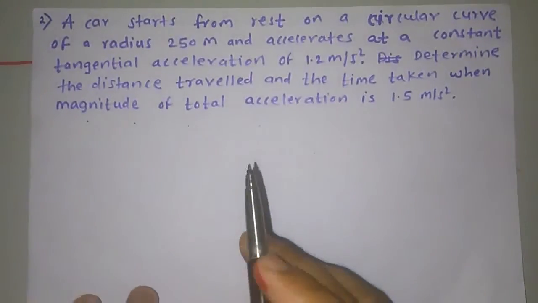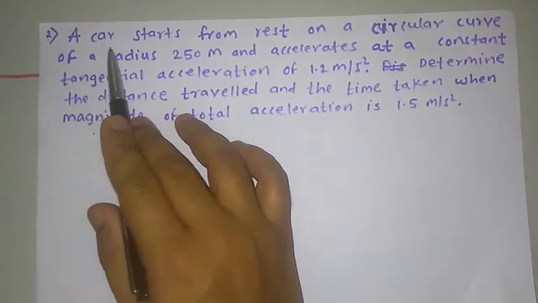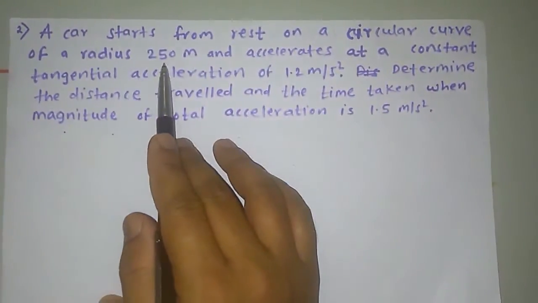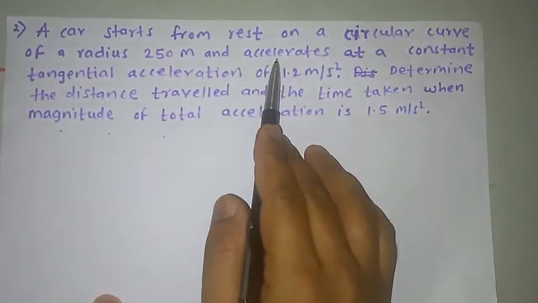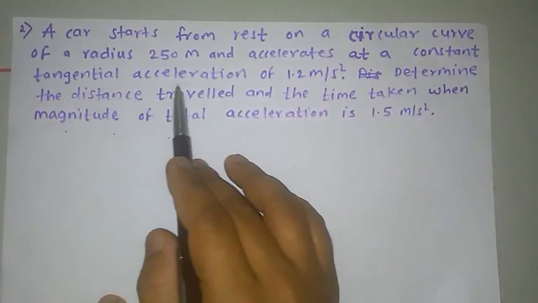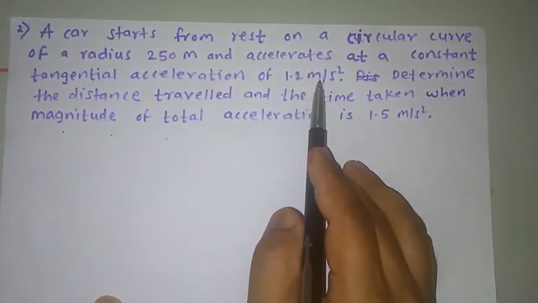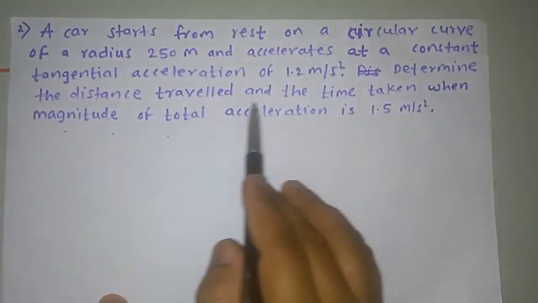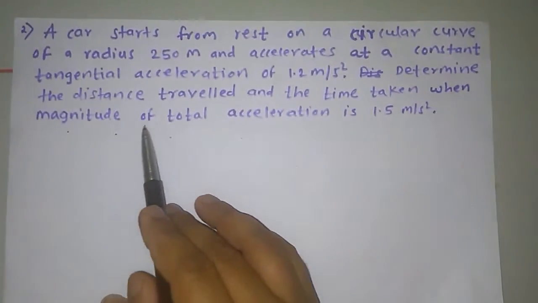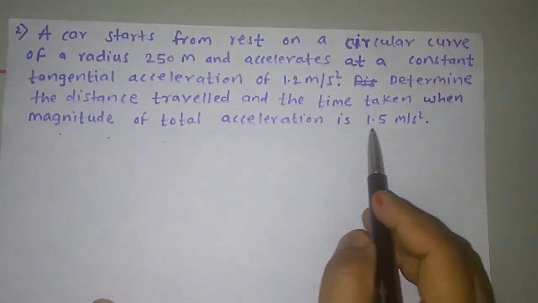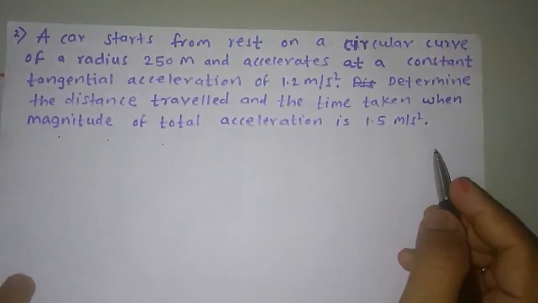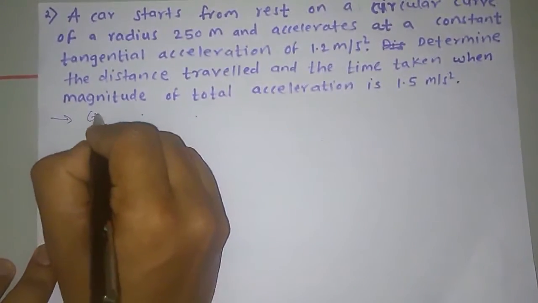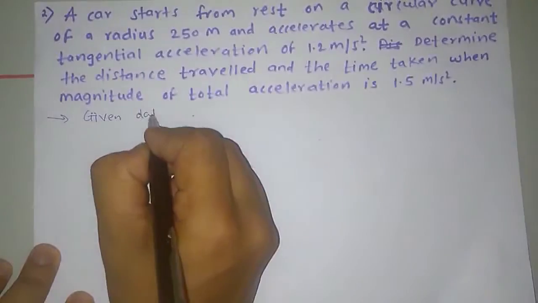Now we will solve the second problem. The second problem is a car starts from rest on a circular curve of a radius 250 meter and accelerates at a constant tangential acceleration of 1.2 meter per second square. Determine the distance traveled and the time taken when magnitude of total acceleration is 1.5 meter per second square. So first of all, we will write given data.